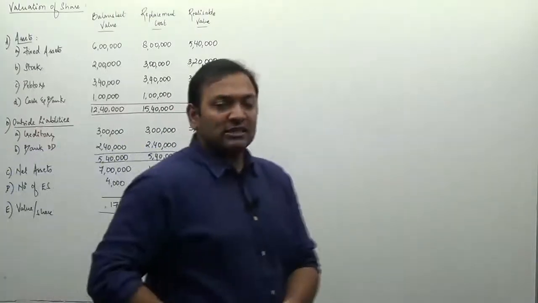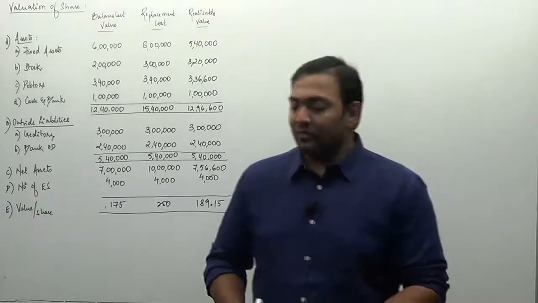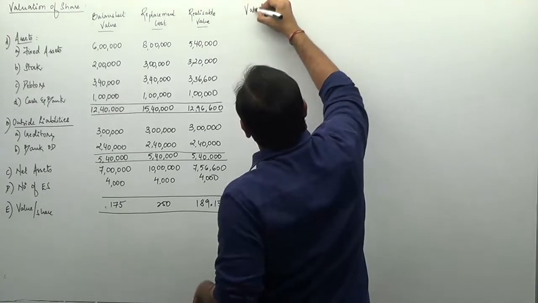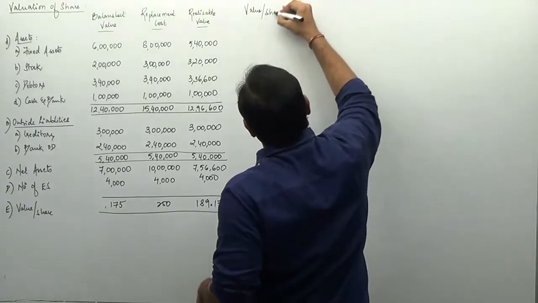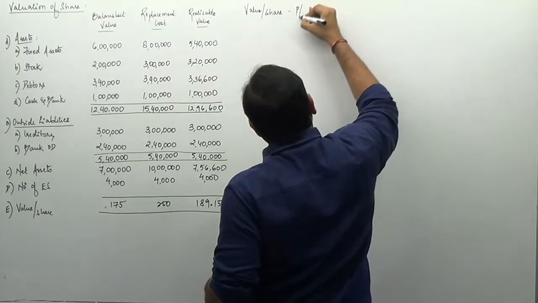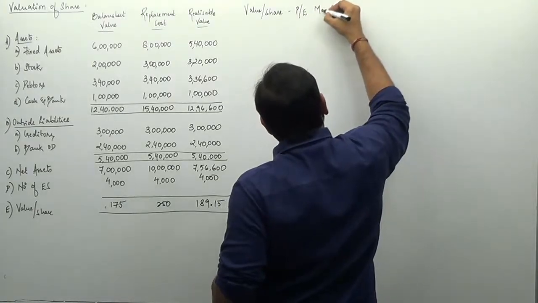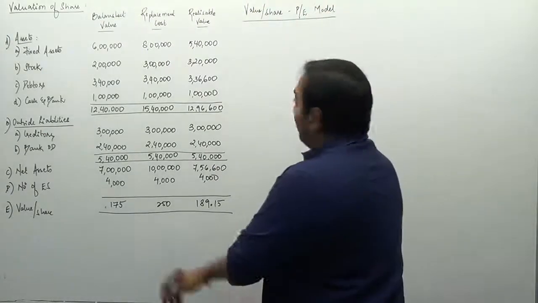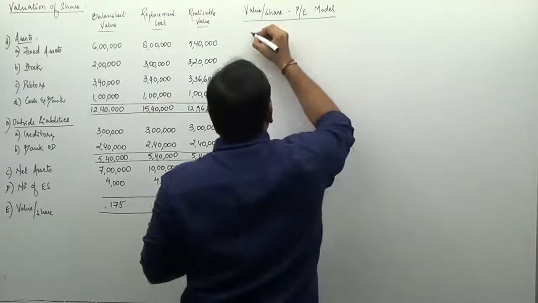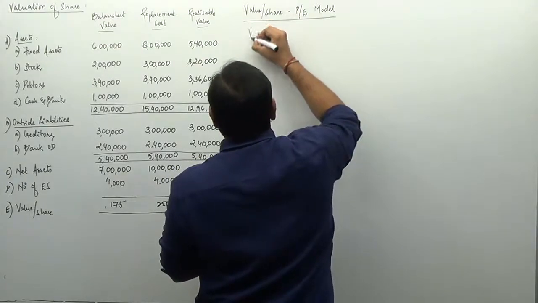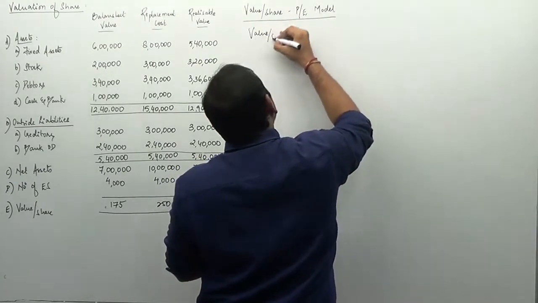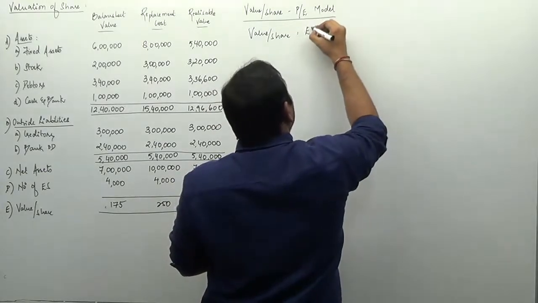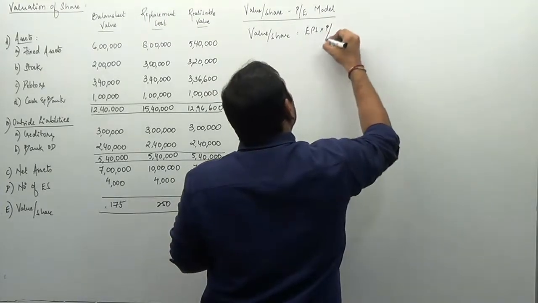One last model he has is the P/E model. How do you calculate value per share under the P/E model? Whenever we have such a thing, basically we have to do value per share equal to EPS into P by E.